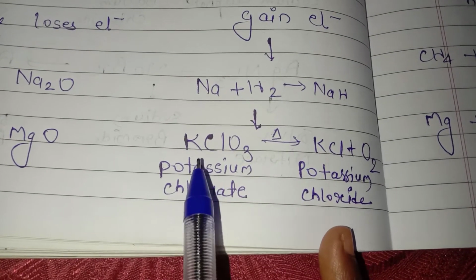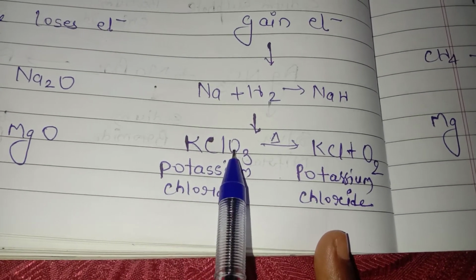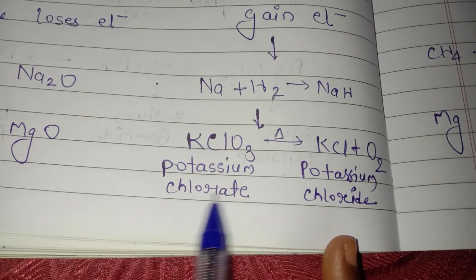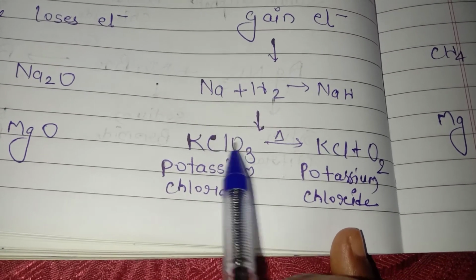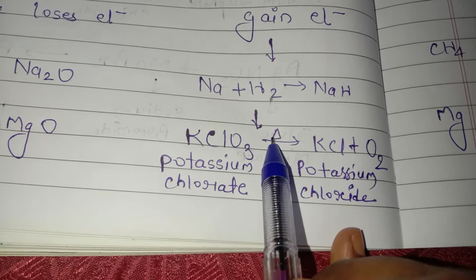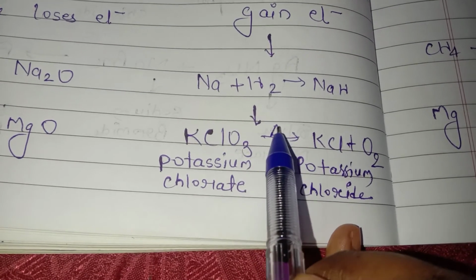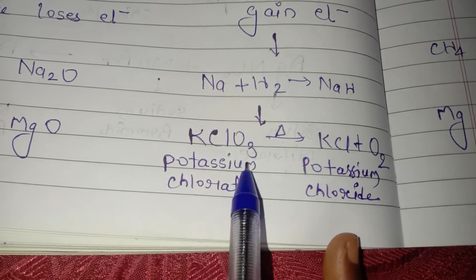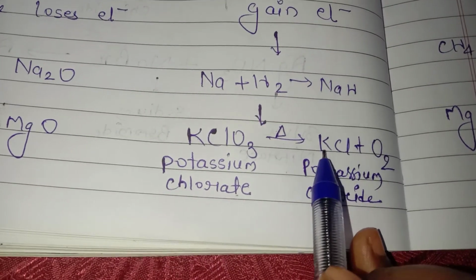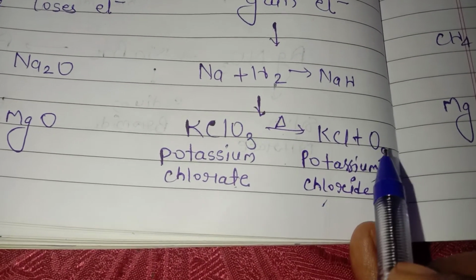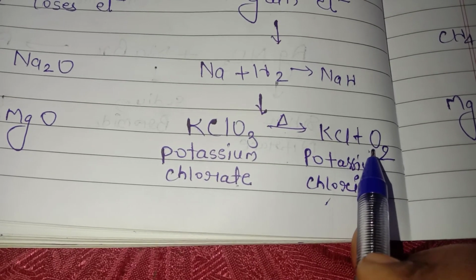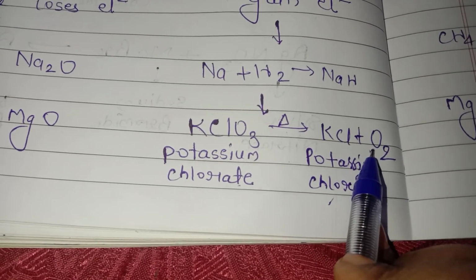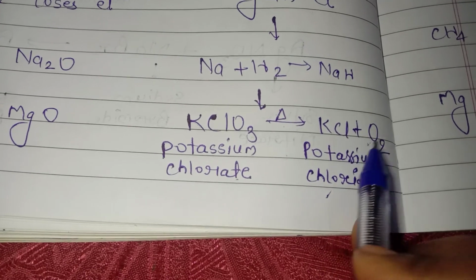Now see another example, KClO3. What is KClO3? Potassium chlorate. This triangle is the symbol of heat. So when you apply some heat to potassium chlorate, it gives KCl, that is potassium chloride, and oxygen is released here. See, oxygen is released here. So this is the example of reduction reaction.